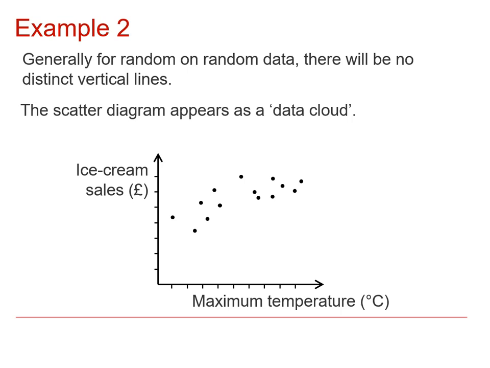The scatter diagram will appear as a data cloud, assuming of course that the data is continuous. If we have discrete data, then there may well be lines, either vertical or horizontal.